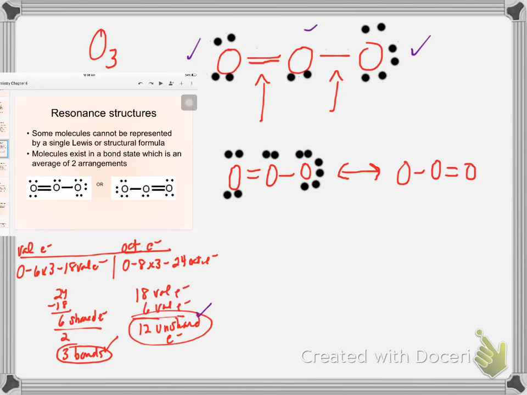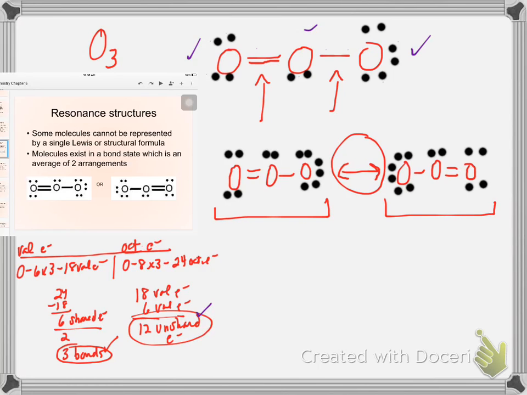And we also have to, of course, add the unshared pairs in the correct location. So what this indicates is that this molecule can exist either in this state or in this state. The double-headed arrow is really important, as is showing that double bond in every location where it could exist.